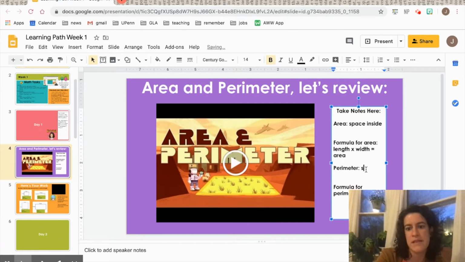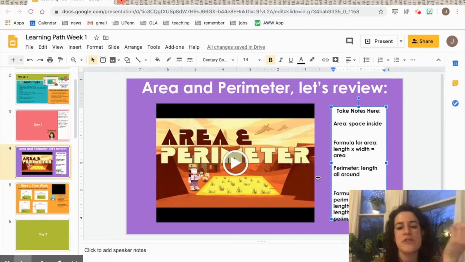Perimeter is the length all around. The formula for perimeter is just taking the length plus the width plus the other length plus the other width. That will give me perimeter. Okay. Make sure that you are understanding what the video is really talking about. That's important. If you forget what area is, if you forget what perimeter is, go back, rewatch the video because it's really helping you understand exactly what area is and what perimeter is.